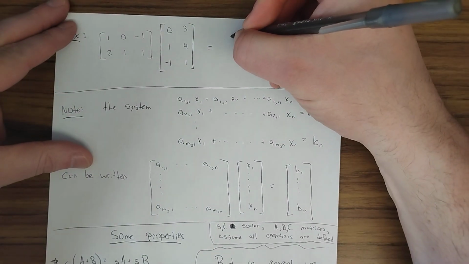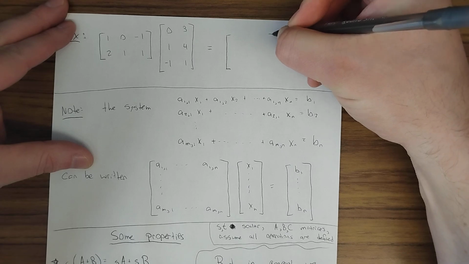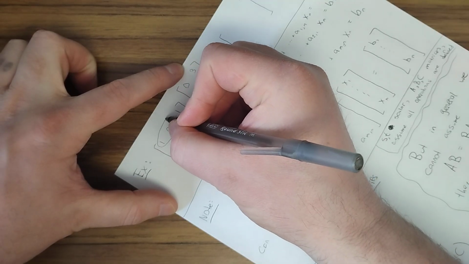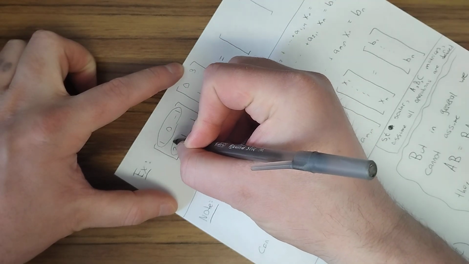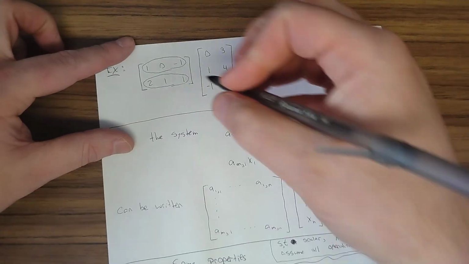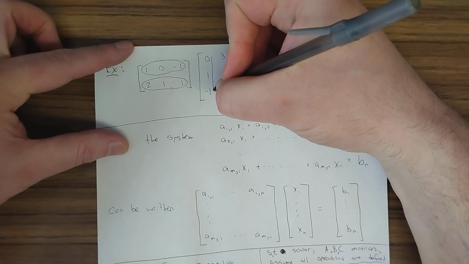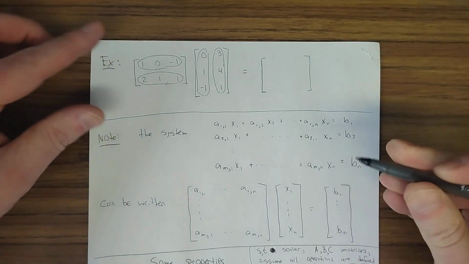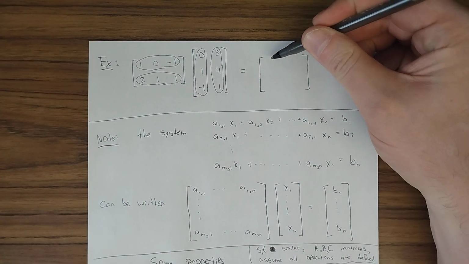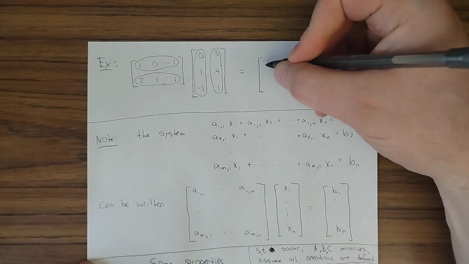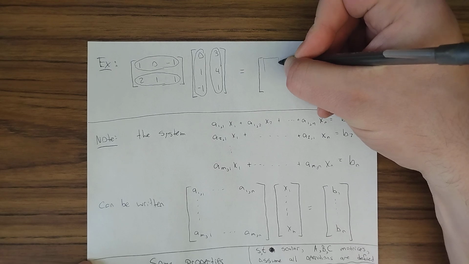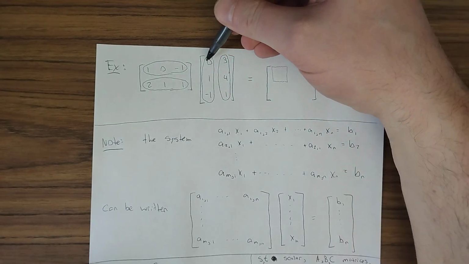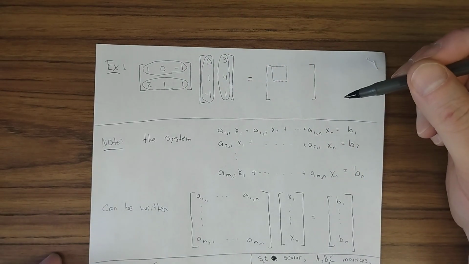Let's do an example. So these bubbles are not really necessary, but I like to draw them because we're going to go across the rows of the first matrix and down the columns of the second matrix. So let me fill in the product here. If I want the top left entry, let me just put a box here. That means I look at the top row of the first matrix and the left column of the second matrix.